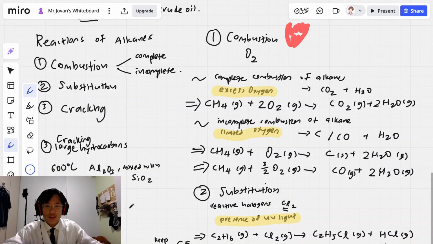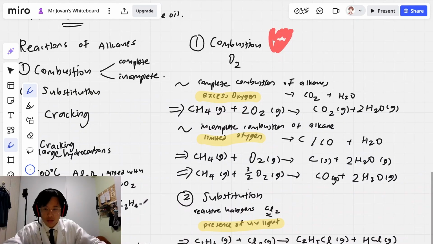For this one, I don't need you to remember the products because there isn't a proper set of products. Basically what cracking does is break apart alkanes into molecules with C=C double bonds. For example, I'm going to have C12H26 as an example, very large. And what happens? We get C6H14 plus maybe a C2H4 plus C4H8.